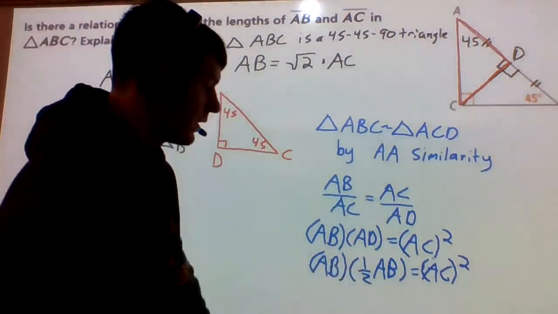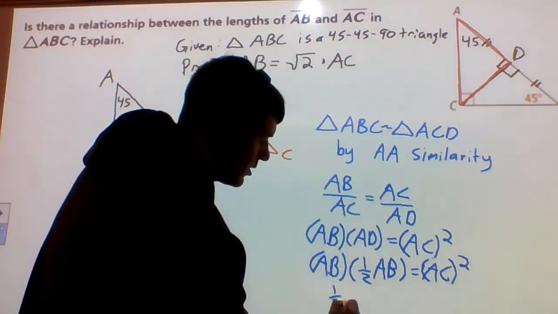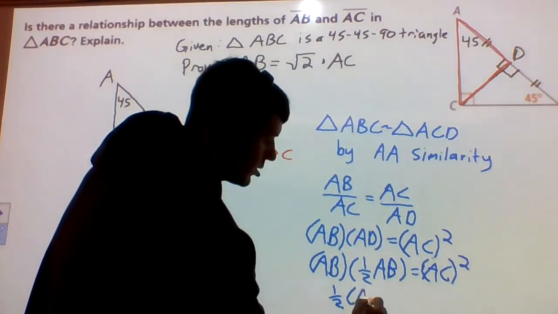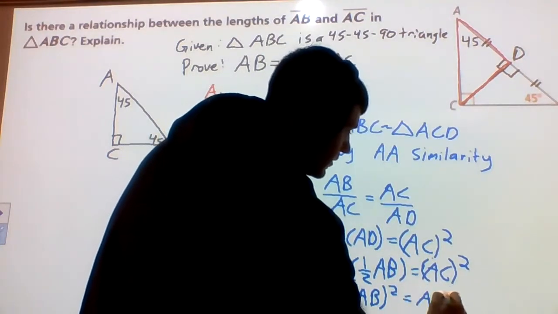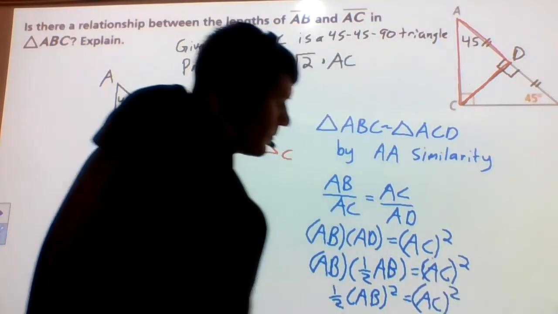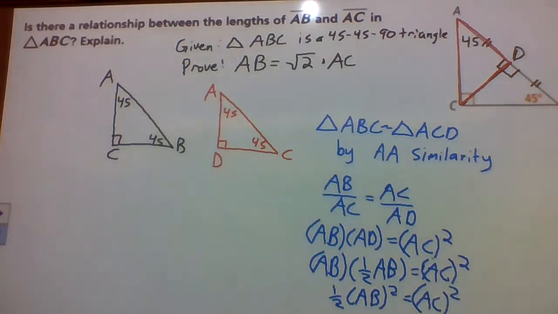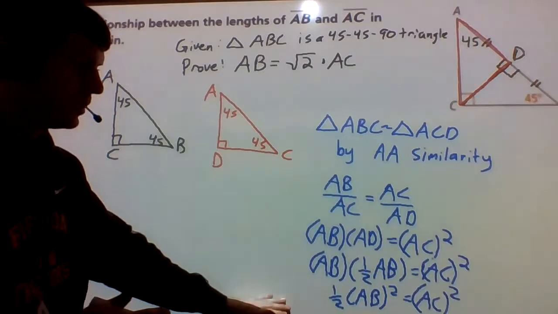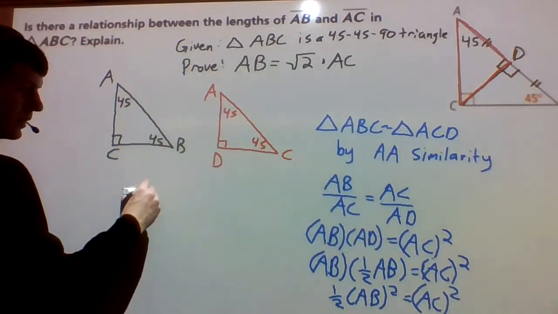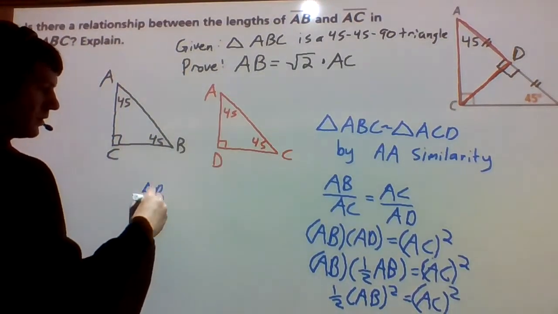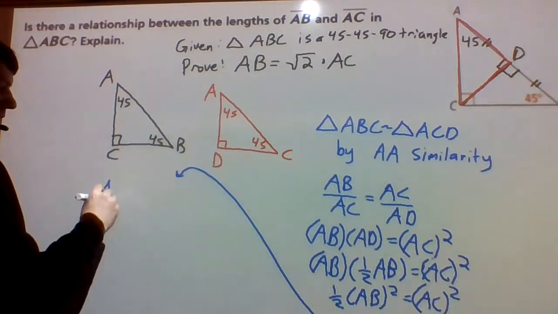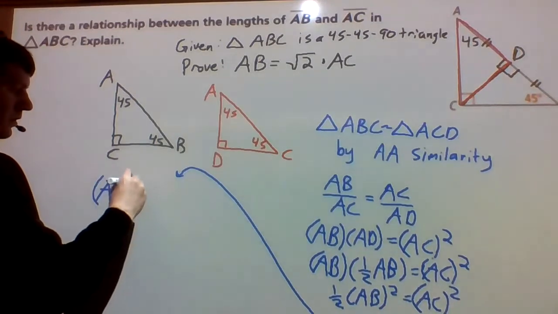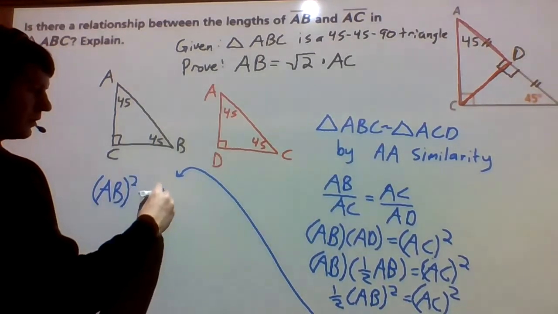Okay, so if we multiply this together now, we have 1/2 times AB squared equals AC squared. To get rid of the half, because we don't want to deal with fractions, we can multiply both sides by 2. So if we multiply both sides by 2, we're going to end up with AB squared equals 2 times AC squared.